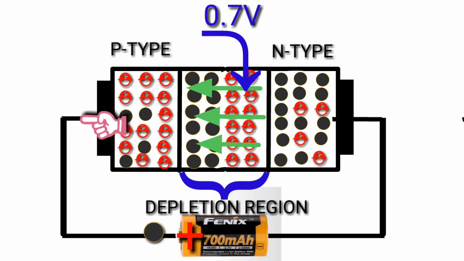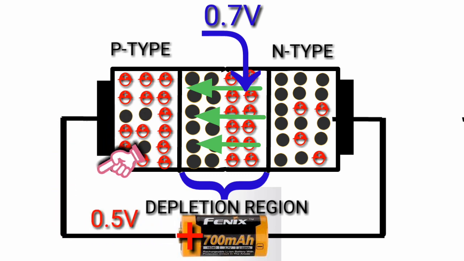Let's say the battery is 0.5 volt. The 0.5 volt is trying, repelling, and pushing the positive charge particles from the P-type into the depletion region. Unfortunately, the potential barrier blocks the current flowing through it. Then, no positive or negative charge particles move into the depletion region.